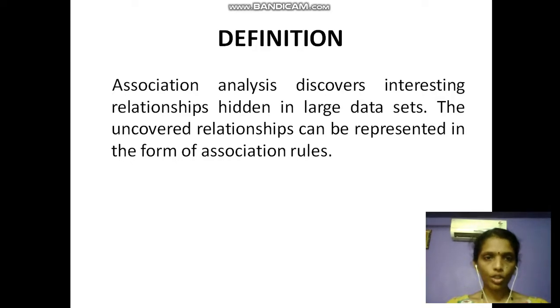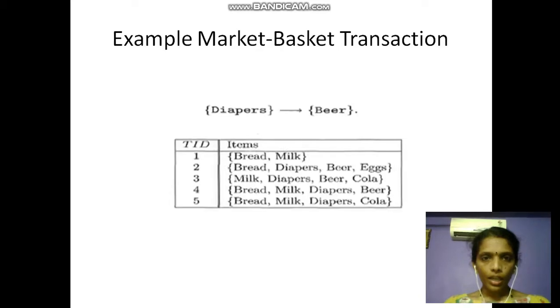Coming to the definition of association analysis, it is nothing but identifying the relationships that are hidden in large data sets, and these uncovered relationships will be represented in the form of association rules. We can see it with an example of a market basket transaction here.